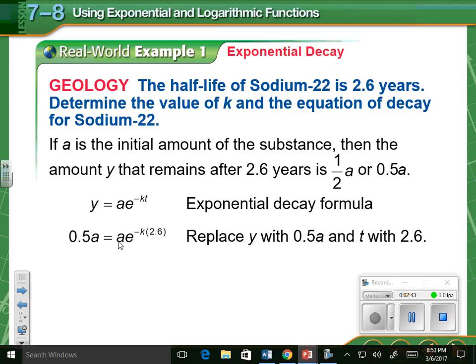So we would put in A as the original amount, and then it's going to end up being half of A at the end. And the rest of the formula is A, E to the negative K. We don't know what K is, but after 2.6 years, the original amount will be half as much as what we started with. So if we divide both sides by A, then we get 0.5 equals E to the negative 2.6K.